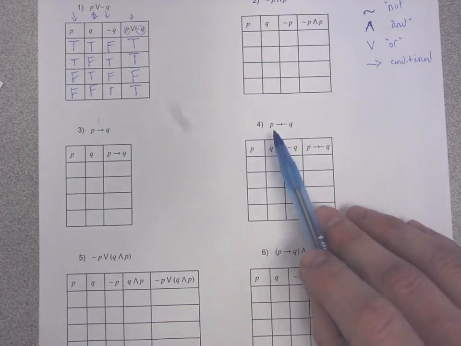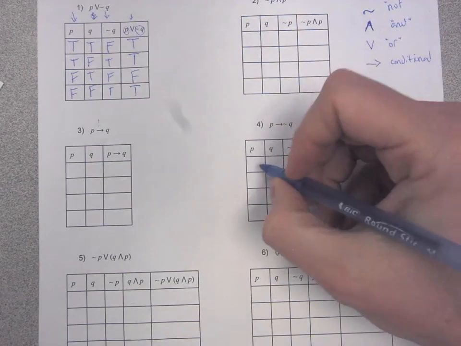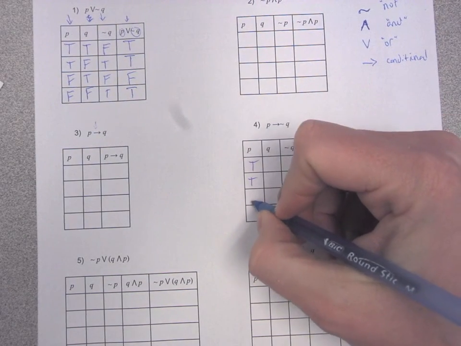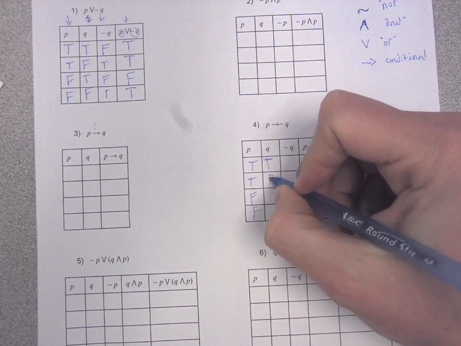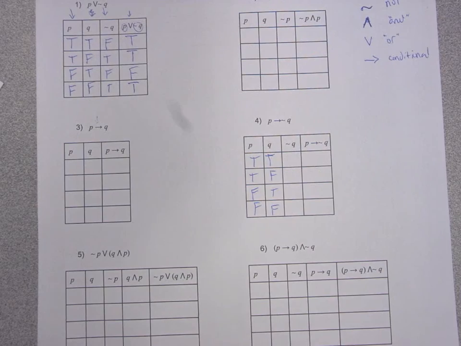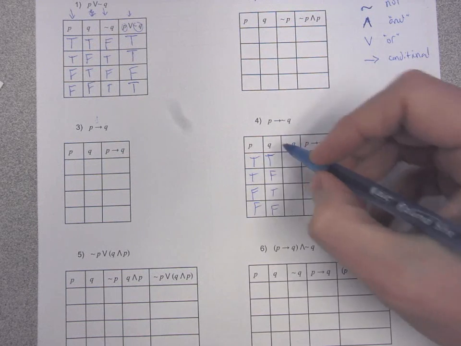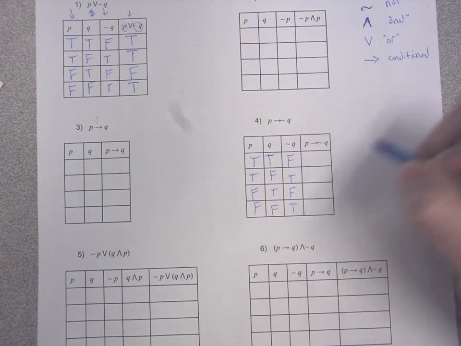So again, you see there's a P and a Q. We might as well just start with those statements P and Q and then change them as we go. So true, true, false, false, true, false, true, false. Okay, the not Q column, just like we did before, is the opposite of the Q column. So that would be false, true, false, true.